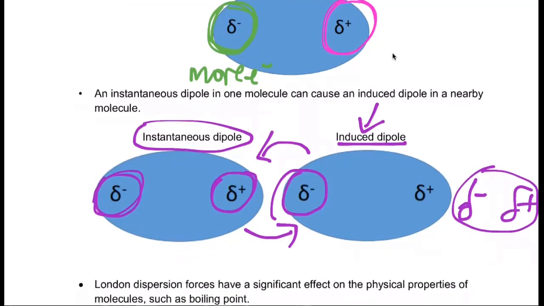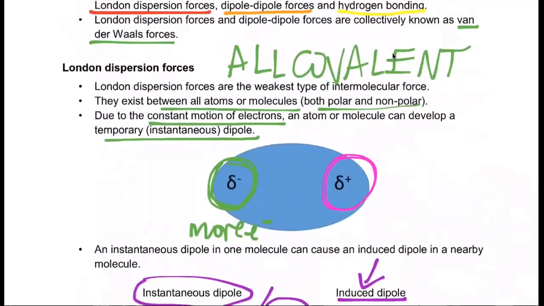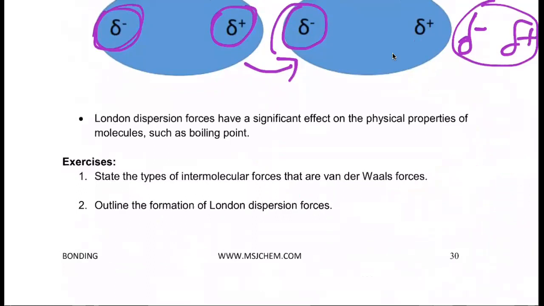Okay. I want to go back up here really quick and say that London dispersion forces are the weakest type of intermolecular force. They're the weakest because they're only due to the motion of electrons and they're temporary. Okay, so that's why they're the weakest. They do have a significant effect though on physical properties, like boiling point.